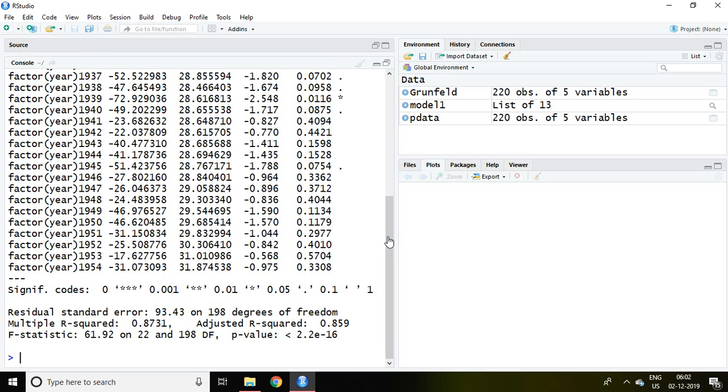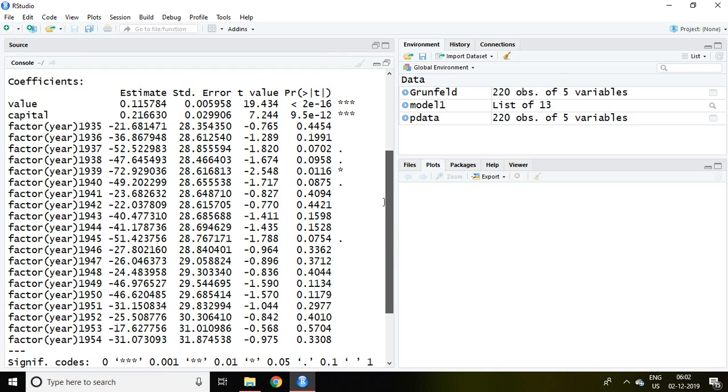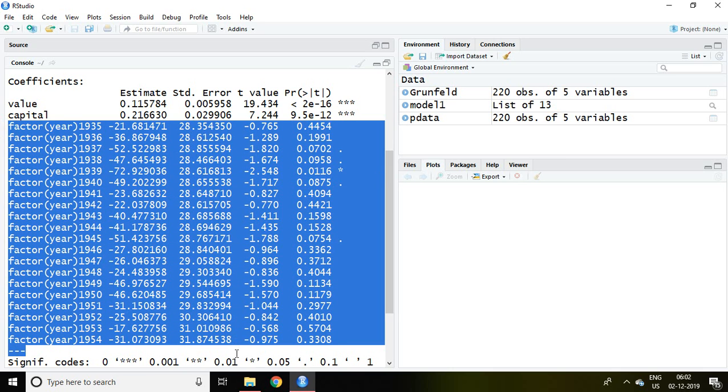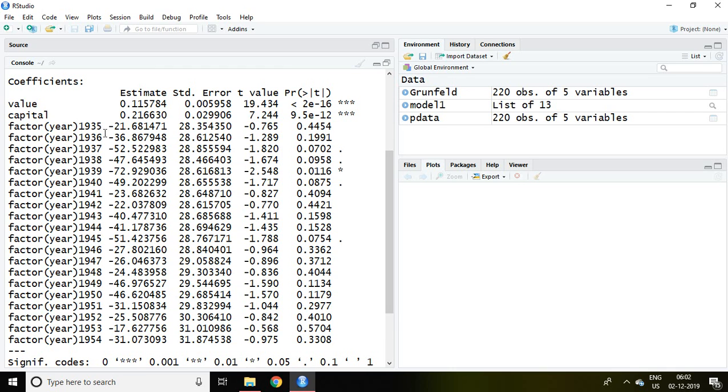Well, this is the outcome of this command. If you see the independent variables in RStudio, value and capital are there, and we find different time periods from 1935 to 1954. It means each year has its own intercept value, like year 1935 it's minus 21, year 1936 minus 36, and similarly so on.